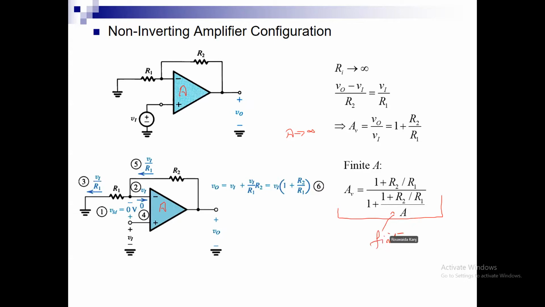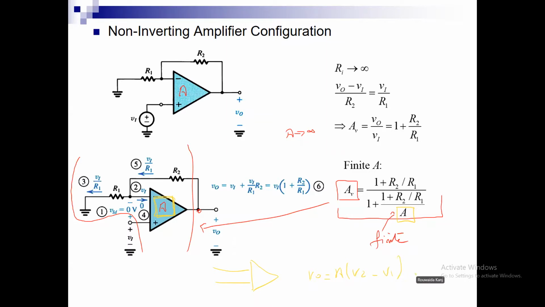So it is very important to differentiate between Av, which is the gain of the whole circuit, between Vn and Vout, and the gain A, which is the open loop gain of the amplifier, the one we write as Vo equals A times (V2 minus V1). Please, this is the most important thing to note here.